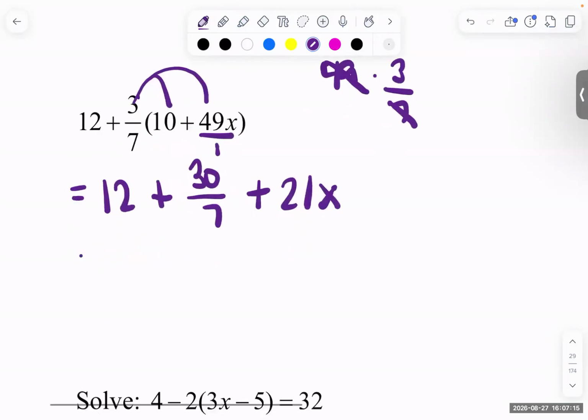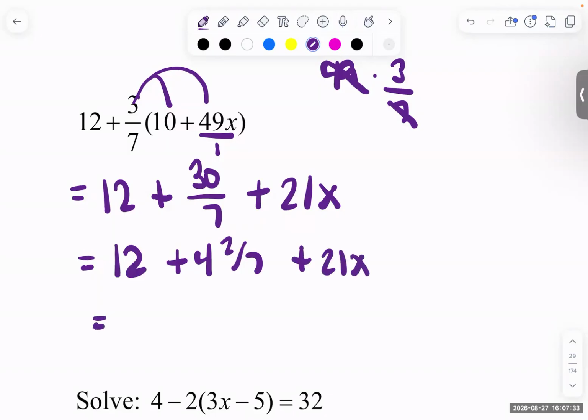Now I do need to add the terms with common denominators here. I can also make this a mixed number, so I'm going to go ahead and do that. So 7 goes into 16 two times, so 7 total. And my final answer is going to be 21x plus 16 and 2 7ths. Great. All right.